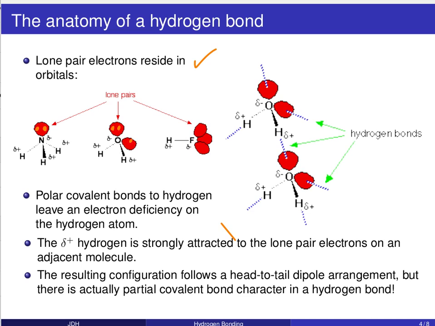Representing one lone pair. On water, you're going to have 4 little dots here, 2 lone pairs, right? 3 lone pairs on fluorine, so on and so forth.